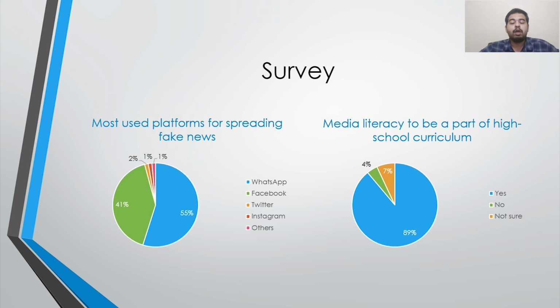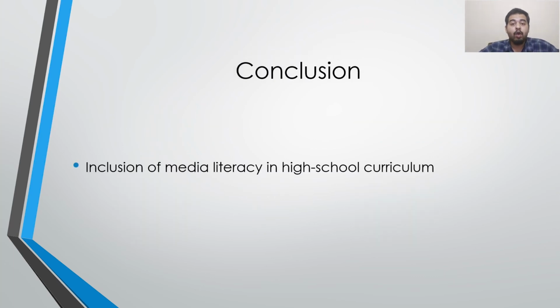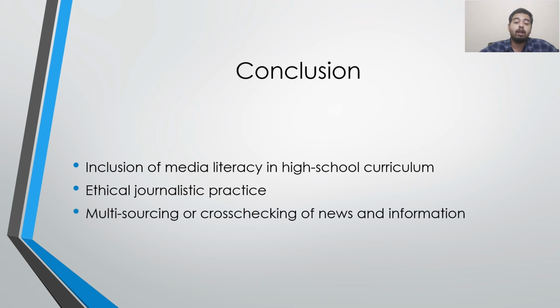Now coming to my conclusion part, so what we need to do to save the next generation from the bombardment of fake news. The first one is that media literacy related subjects or syllabus need to be incorporated in the school level syllabus, because if students get to know from the basic level about the role of the media and what fake news is and how it is harming the society, then we can save the next two or three generations from the bombardment of fake news.